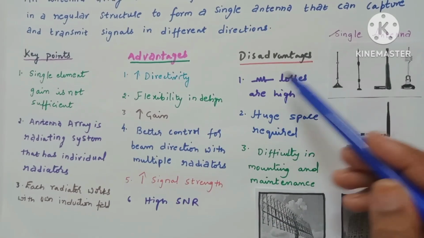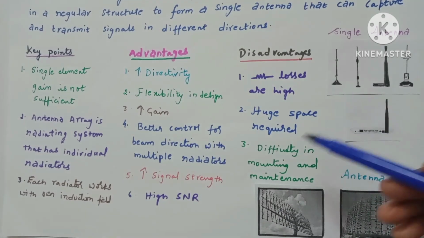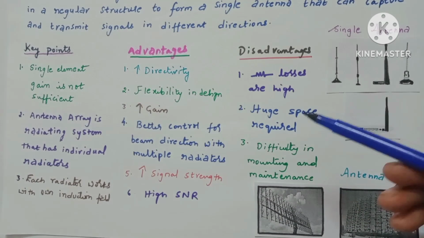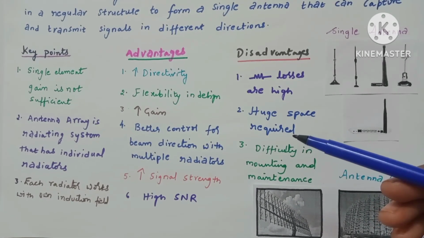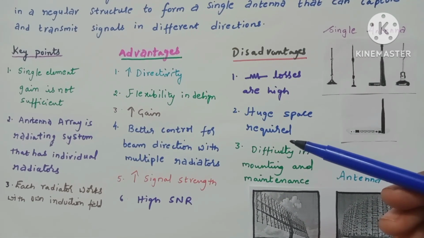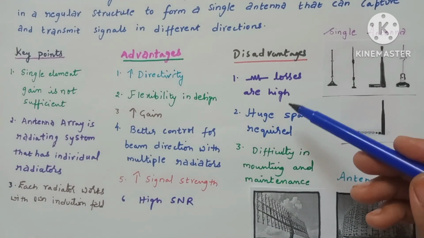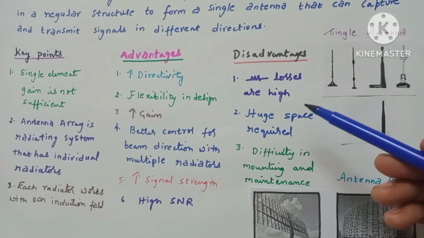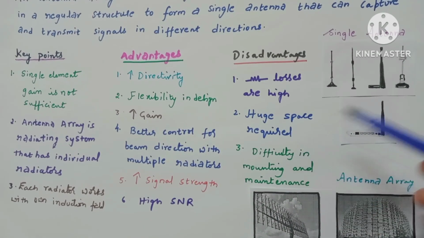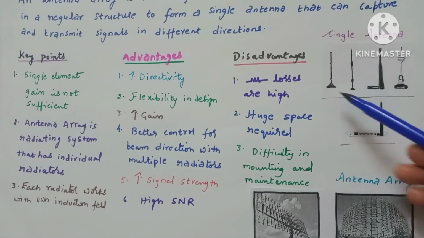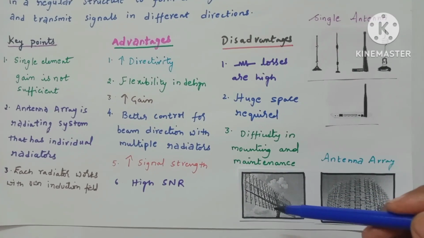Here the first point we have mentioned is that resistive losses are high. That means as we go on increasing the number of elements, an element is nothing but a conductor, right? So each and every individual conductor has some amount of losses. As a group, automatically the resistive losses go on increasing. And the next point is that huge space is required, which you can observe from the diagram itself. See here what is the occupancy of space and here what is the occupancy of space.